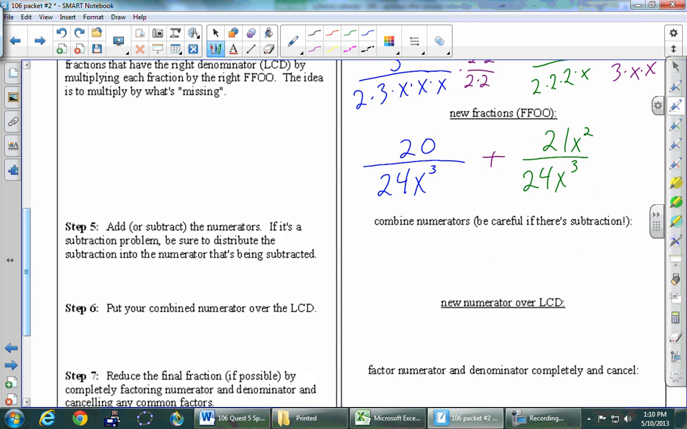So we are going to add, and then maybe we could cancel after. But for here, we're just adding. So upstairs, just copy it. 20. Yep, good. Do I add these denominators? No. When you add fractions, you just copy that like denominator.